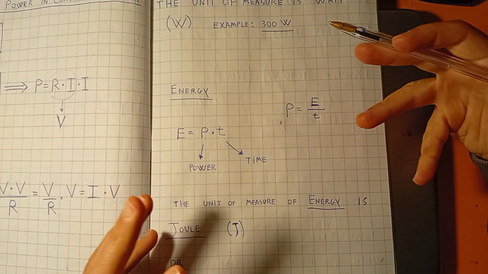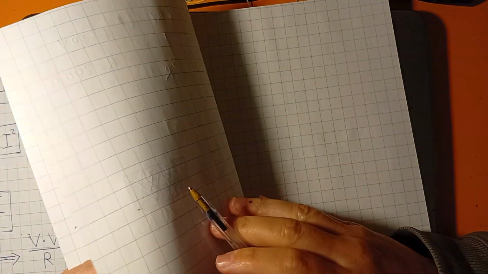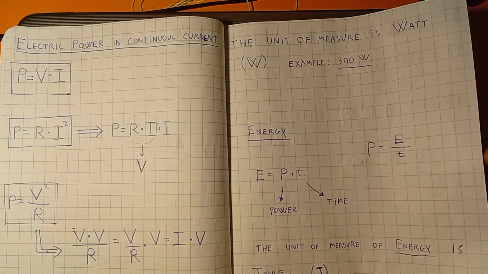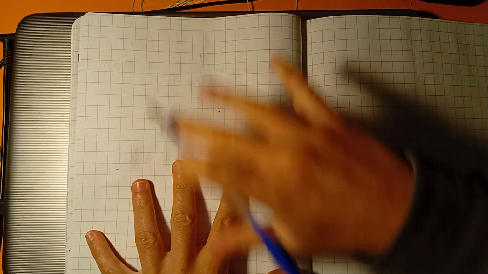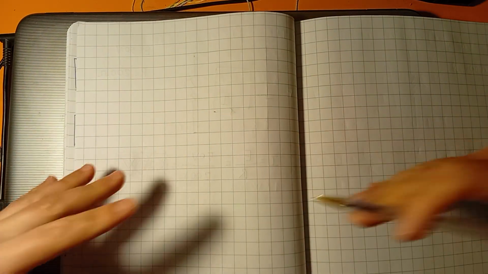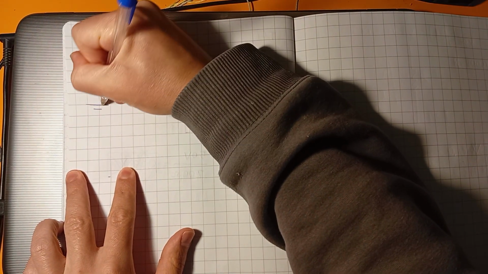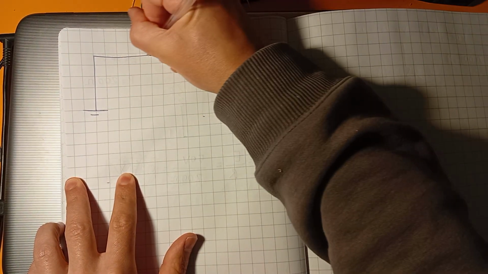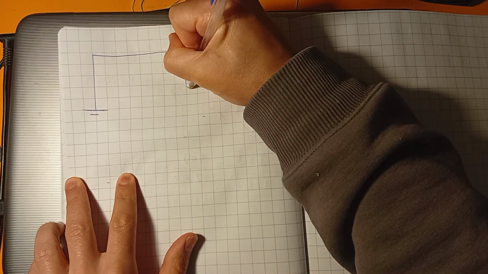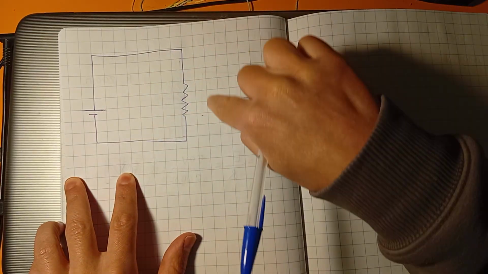Now there are other formulas here, but before telling you about these other formulas, I would like to help you understand how to calculate power with a simple example. We'll just do a simple exercise to understand how to calculate power. Let's imagine we have a very small, very simple circuit like this, just a voltage source and then a resistor.